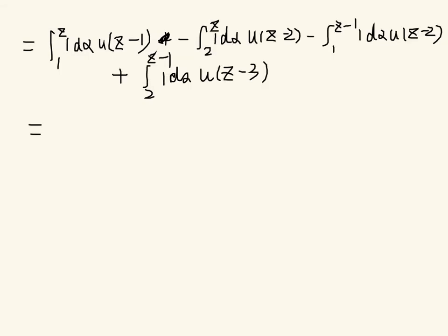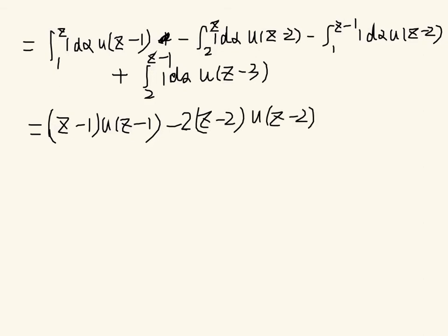So we can add them all. Sorry. This is z minus 1 times u z minus 1, minus z minus 2 times z minus 2 u z minus 2, these two terms, and this is equal to z minus 3 u of z minus 3.